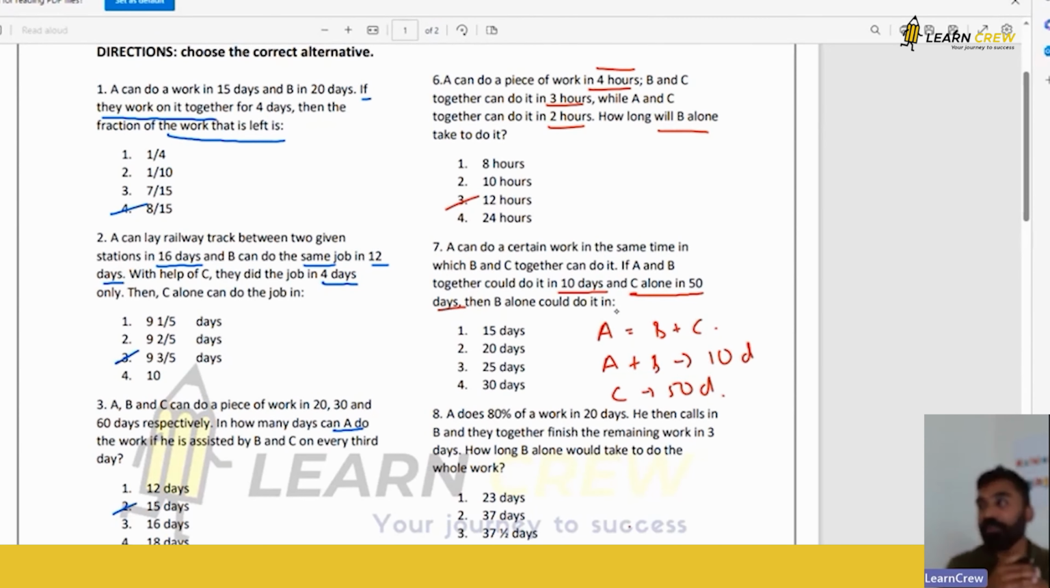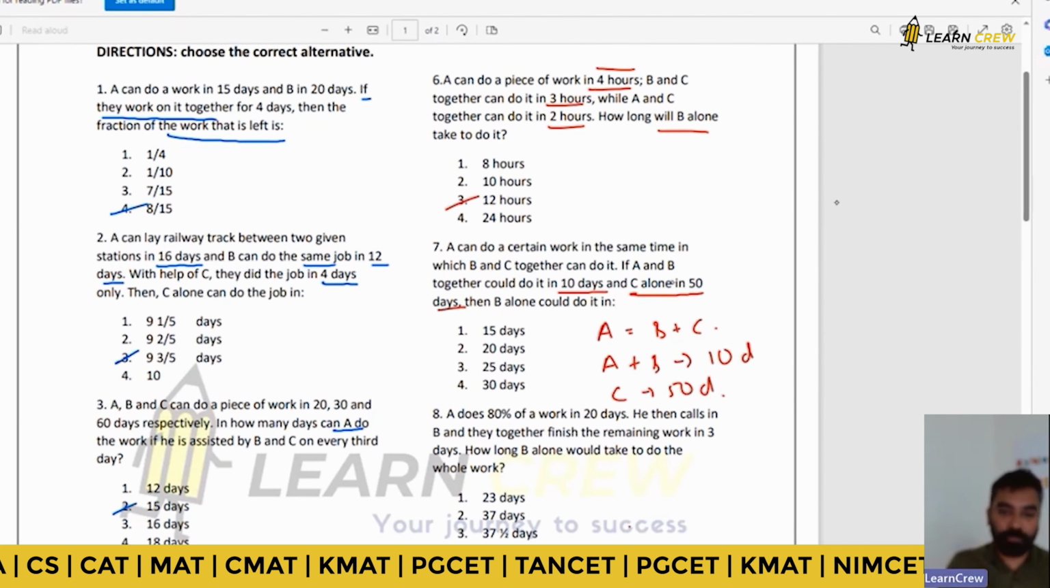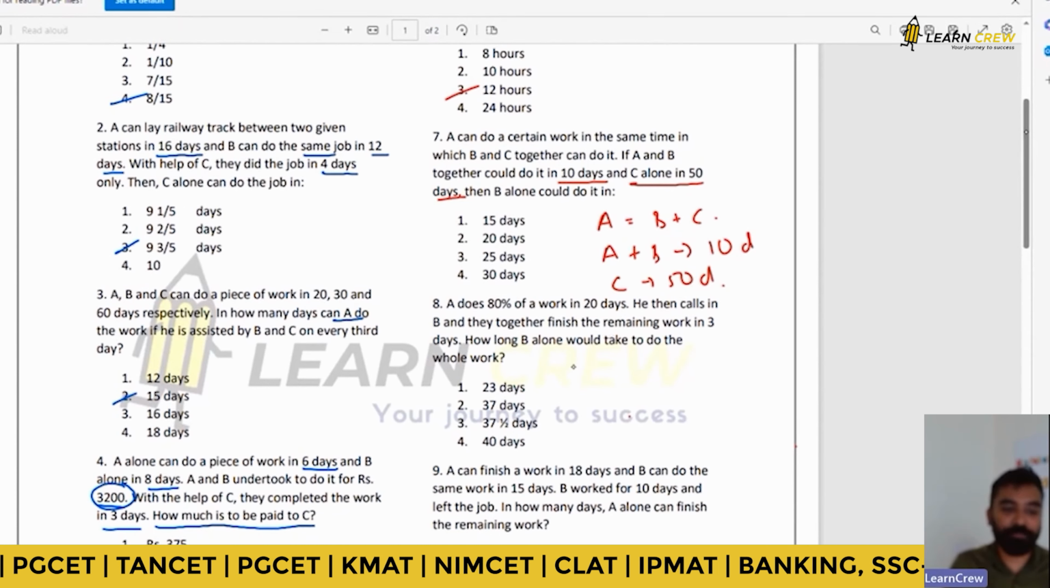Now, in order to find out B alone, what is the approach? First, you need to find out the total work done by them for 1 day. After that, you can start finding it for B. What's the total work done by them for 1 day?